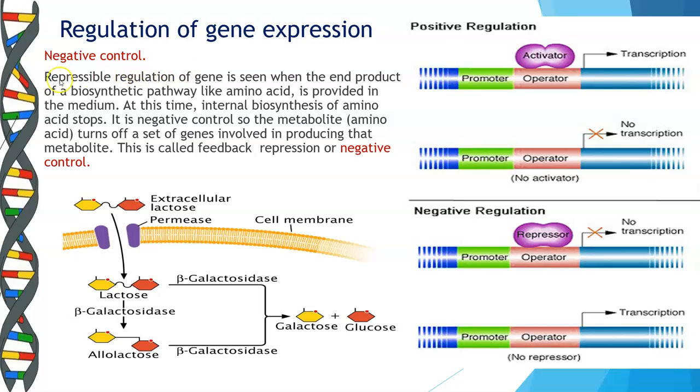Negative control, students, on the other hand, is a repressible regulation of genes, which is seen when the end product of the biosynthetic pathways like the amino acids is provided in the medium. Now, at this time, the internal biosynthesis of amino acids is stopped. So, the amino acid production is stopped, or the metabolite that is being produced is stopped. It is a negative control. So, the metabolite turns off a set of genes involved in the production of the metabolites. So this control is called as feedback repression or a negative control.